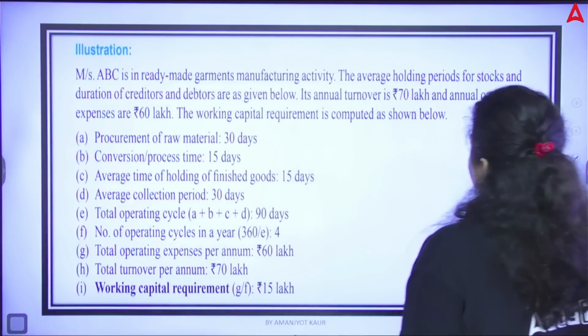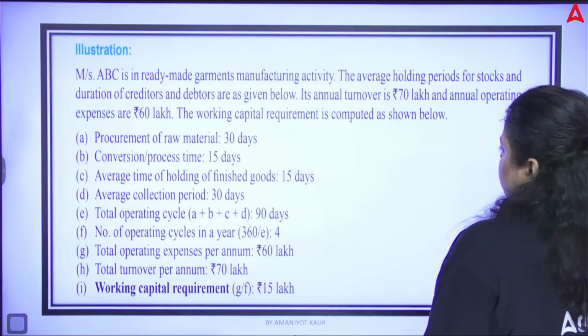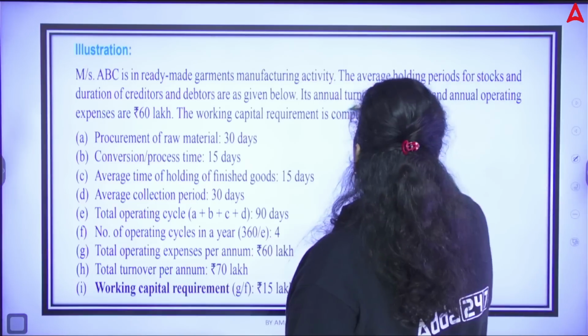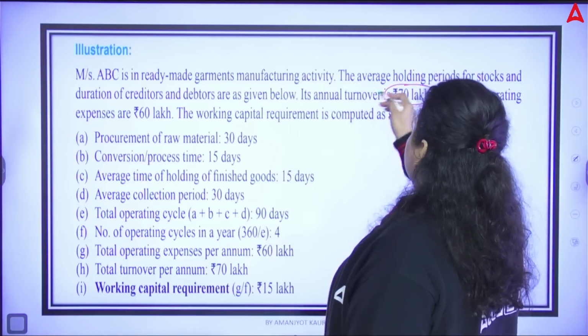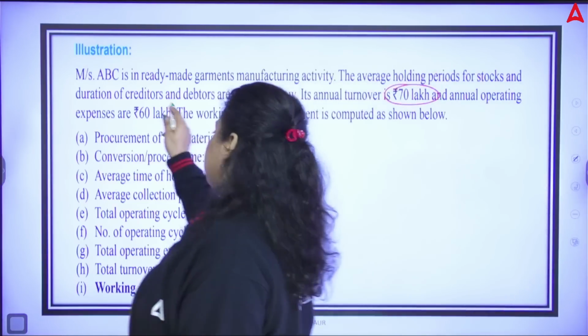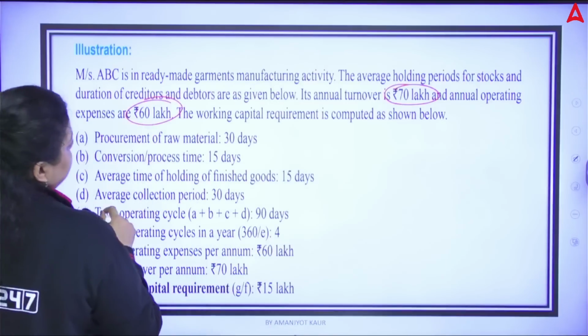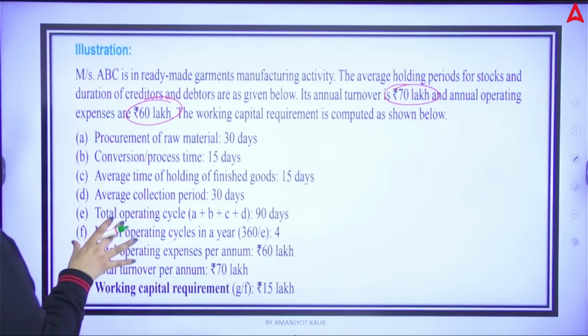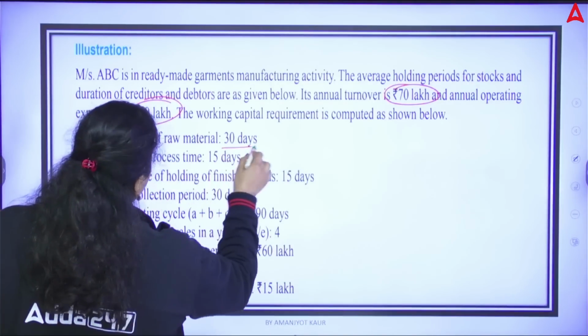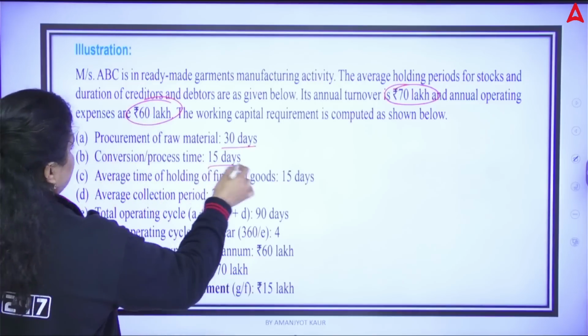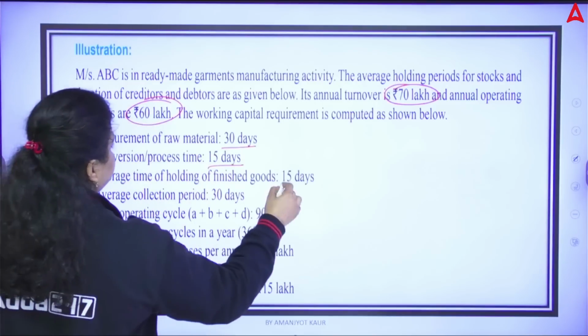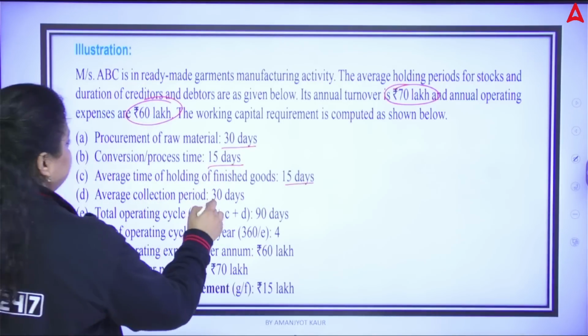Now, the question is talking about the working capital requirement again. So you have a turnover of 70 lakh and the annual operating expenses is 60 lakh. The procurement of raw material takes 30 days, conversion process time is 15 days, average time of holding the finished goods is 15 days, and average collection period is 30 days.